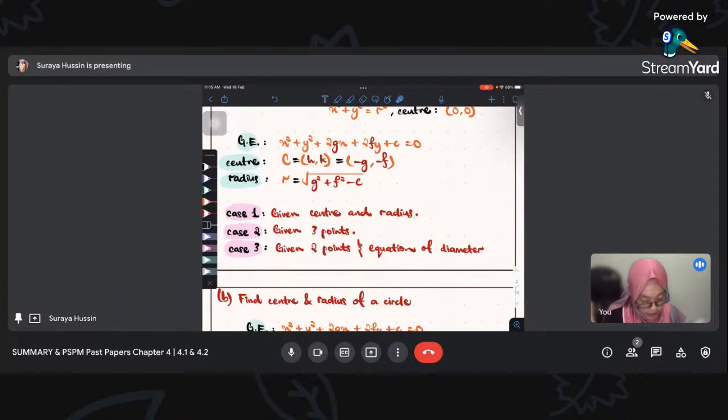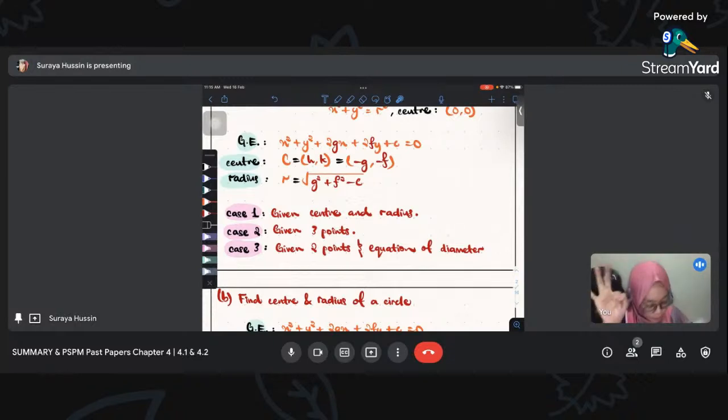And then let's say another case is where you are given 2 points and the equation of diameter. Contohnya y equals to x plus 1, ataupun x plus 1 equals to 2, up to the questions. Equation of diameter ni, diameter means this is the diameter. Tak kisahlah diameter tu di mana-mana pun. So these are the cases that you can always have in mind.